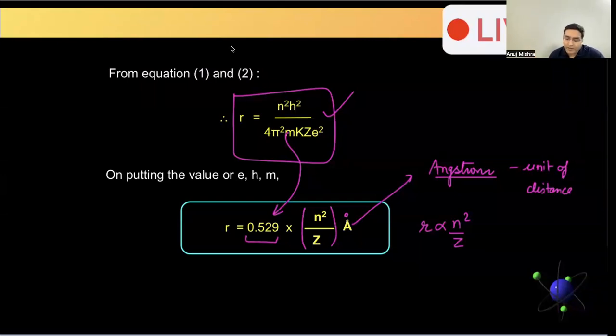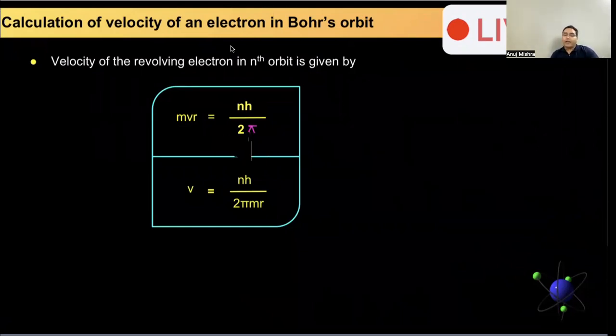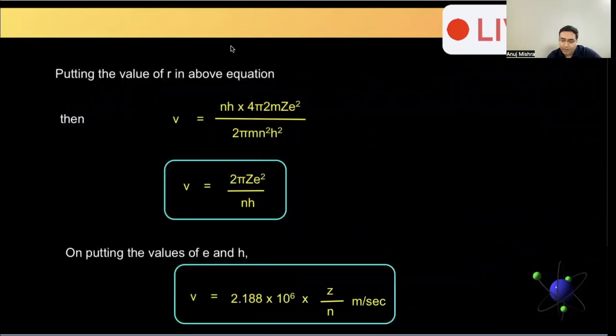Fine. So we'll solve some questions here just for further clarity. Okay. So v is nh upon 2 pi, this is 2 pi written like this. So v is how much? v is nh upon 2 pi mr. And the value of r, if we keep it back, how much it comes? 2 pi ZE square upon nh. Check our result. I think we got the same result. 2 pi ZE square upon nh.